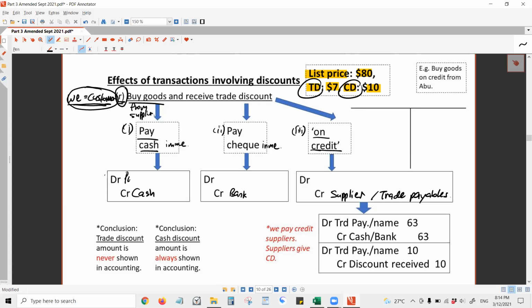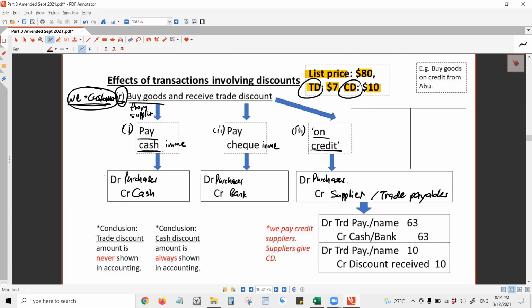So debit purchases, this is something very simple. You learn it much earlier in Part 3. Now we have to decide what amount to use.